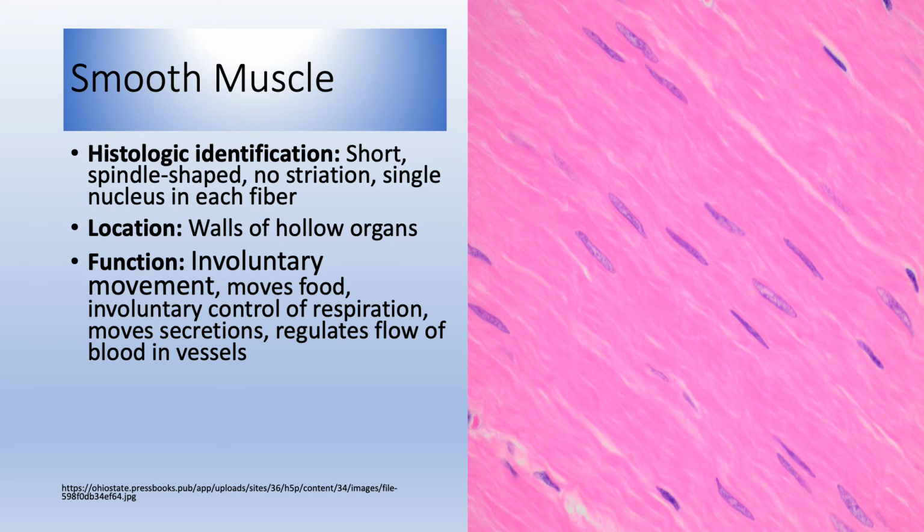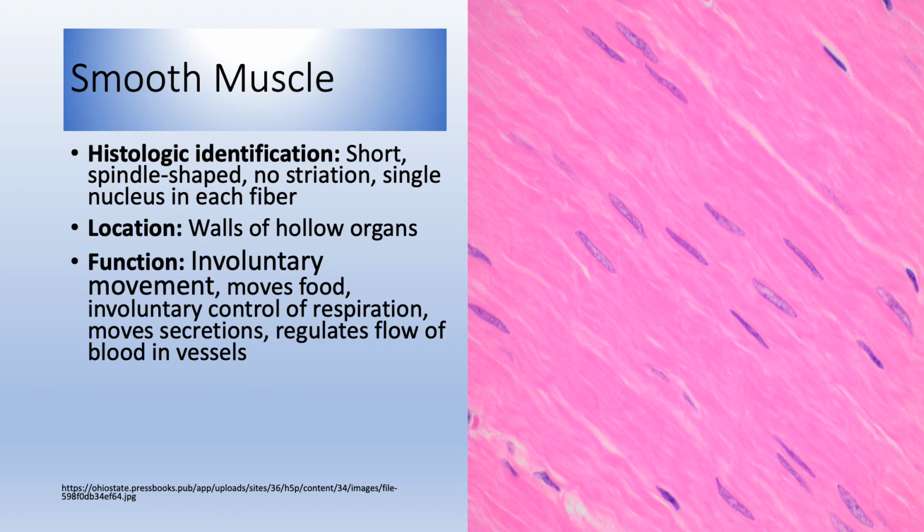The histologic characteristics of smooth muscle are that they are short, spindle-shaped myocytes with no striations and a single nucleus in each fiber. In the middle of the myocytes, you can see this single nucleus. It is found in the walls of the hollow organs. It forms a contractile component of the digestive, urinary, and reproductive systems, as well as the airways and arteries and veins. Each cell is spindle-shaped with a single nucleus and no visible striations.